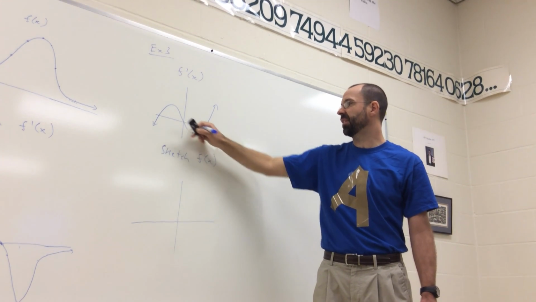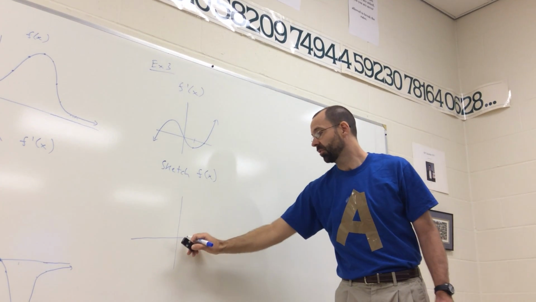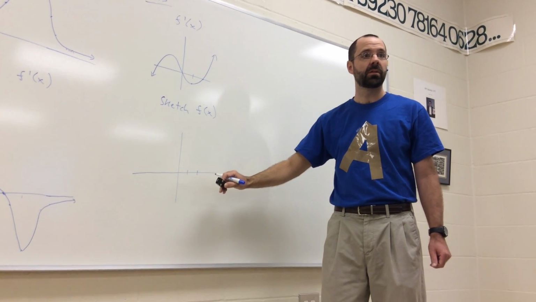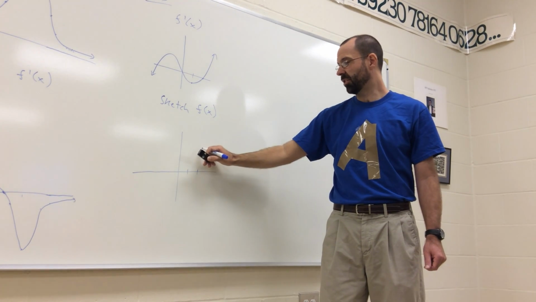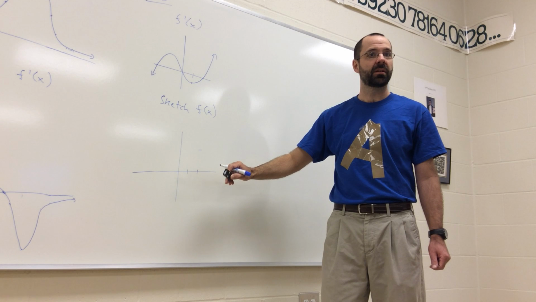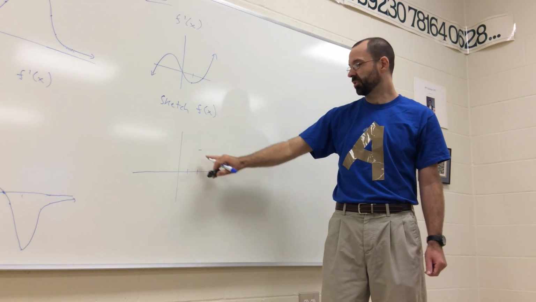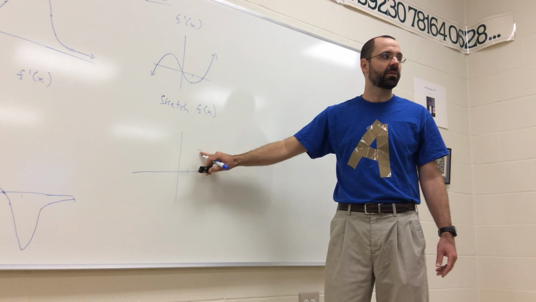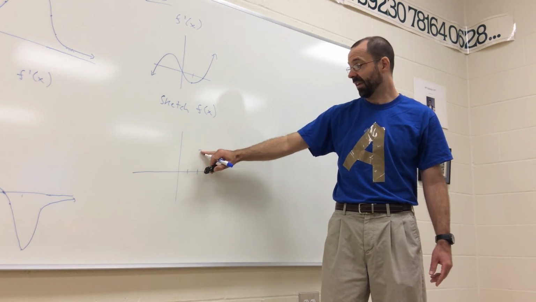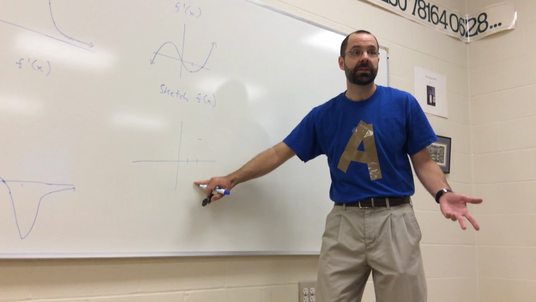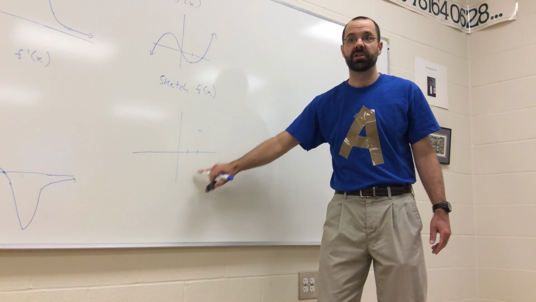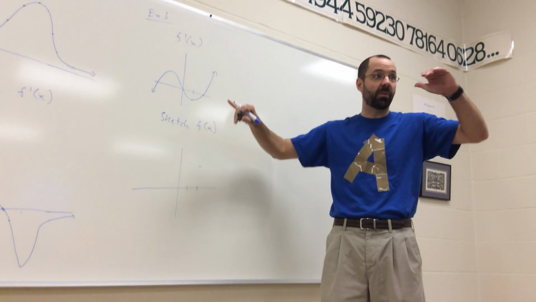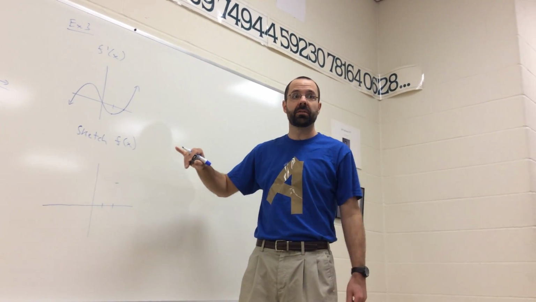So let's say that that's 2. So at 2, I know the graph needs to be flat. So I'll just put a little mark to make it look flat for now. And I don't know where it is. It could be flat there or flat down here. Who knows? I just know that it's going to be a peak or a valley there.